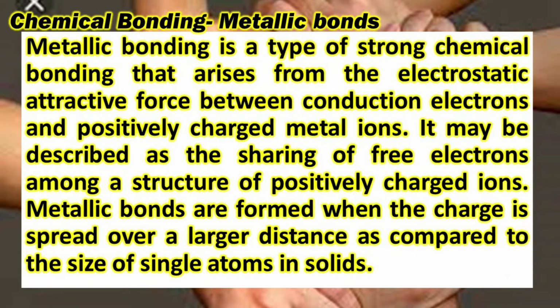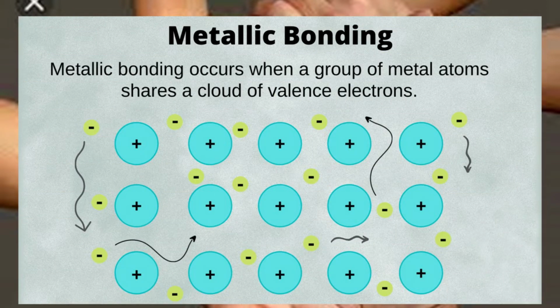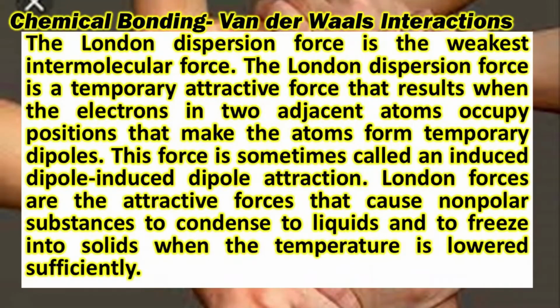In the case of a metallic bond, there is sharing of a cloud of electrons which is extended over a larger area. The next category of bonds is weak bonds, under which we come across van der Waals interactions and hydrogen bonds. In fact, hydrogen bond is also a type of van der Waals interaction.